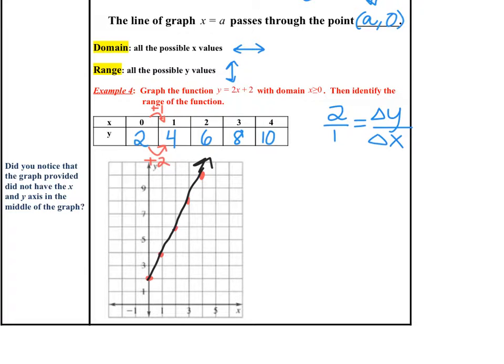Why am I not going the other way? Tell your partner, why are we not going left? Okay, could someone raise your hand and give me a good explanation? Why are we not going to the left? I know we got some ideas. Joe? Equal to 0? Yeah. So if we went left, what would that be, Joe? That'd be less than 0. Yeah. Do we want less than 0? No, we only want greater than or equal to 0. So we're only going to go to the right. So that's why we're connecting it with a ray.